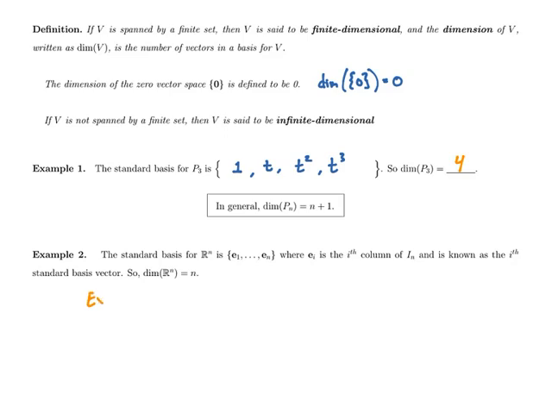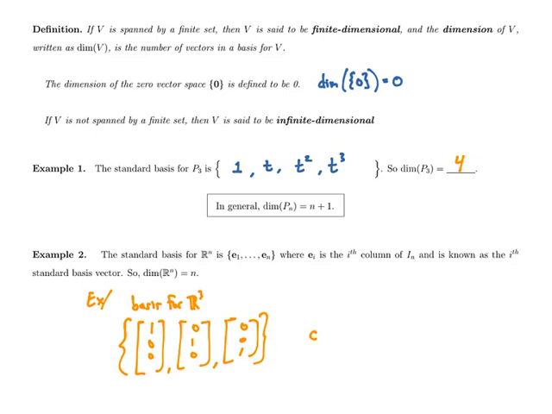So for example, if we look at a basis for R3, we have the standard basis vectors, which are (1, 0, 0), (0, 1, 0), and (0, 0, 1). And that means that the dimension of R3 is 3.